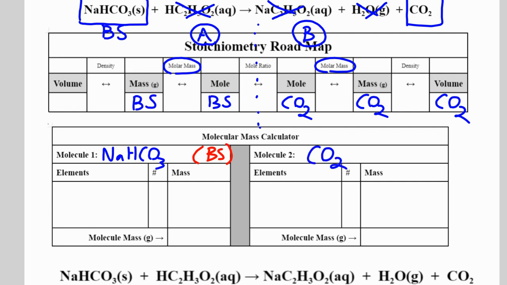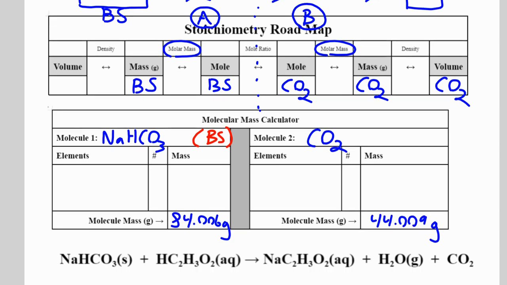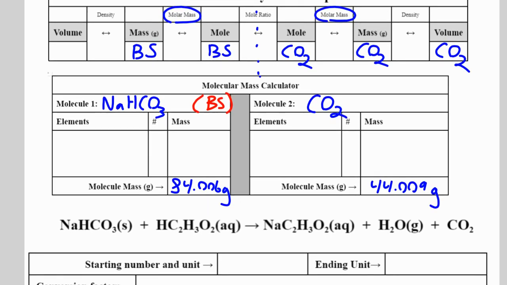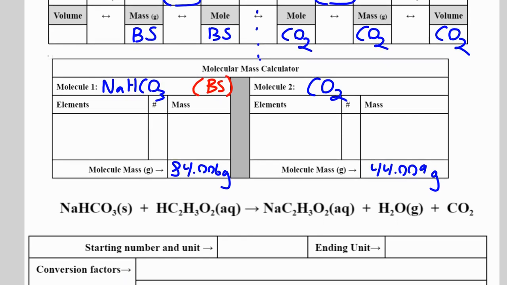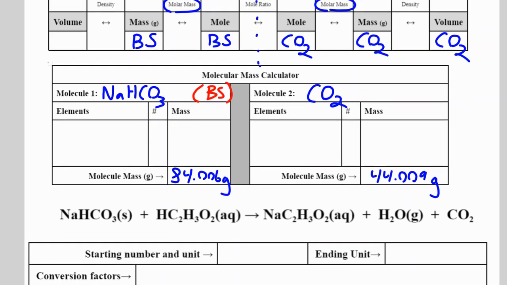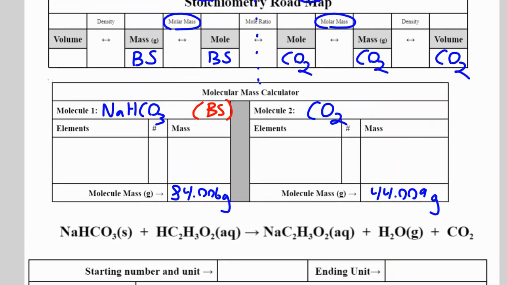CO2 is a little bit easier. And if we add up all the parts of NaHCO3, you should get a molar mass of 84.006 grams. And for carbon dioxide, 44.009 grams. Okay, let me know if you are having trouble with that, but we've done that quite a few times at this point in the year. All right, so now we are ready to proceed with solving the problem.